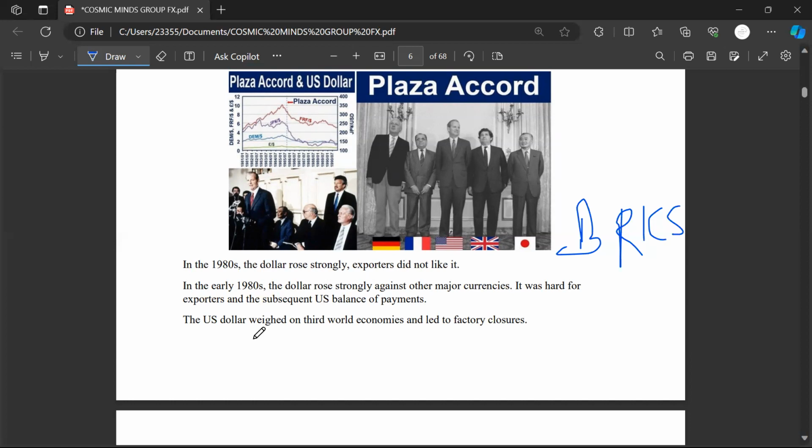So in the early 1980s, the dollar rose strongly against the other major currencies, right? It was hard for exporters and the subsequent USD balance of payments. Now the US dollar weighed on third world economies and led to what? Factory closures. In fact, this is still happening. If you are someone who follows economic news, you actually know what I'm talking about. But that is not the main focus here. The USA is still doing that.